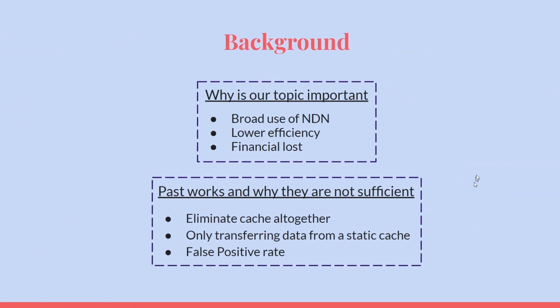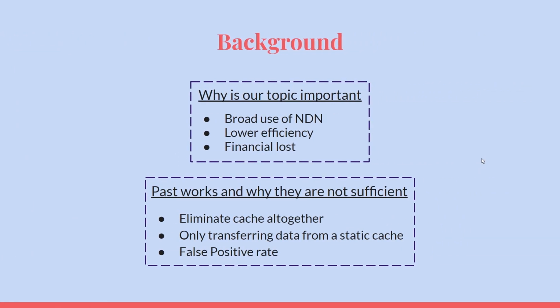The reason we focus on this topic is that NDN is an available substitution that has been more and more used in real life to substitute TCP/IP, as some leaks of TCP/IP were discovered. Risks led by the new structure should not be neglected. There are two methods that can totally avoid this problem. The first is to eliminate cache altogether, and the second is only transferring data from a static cache.